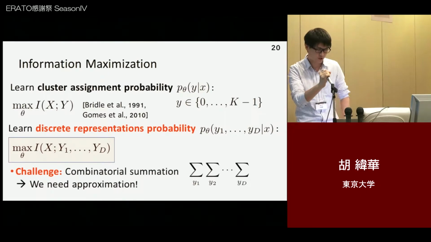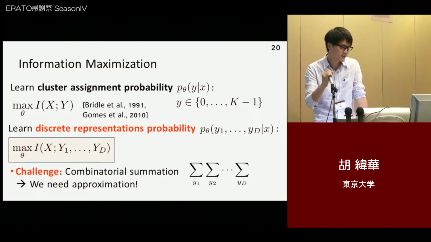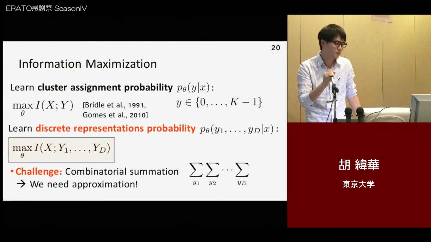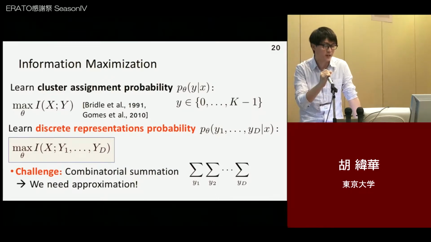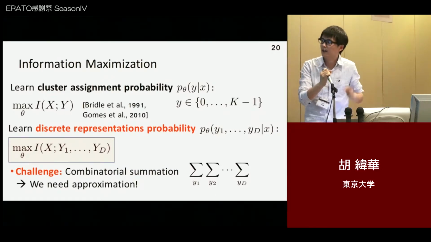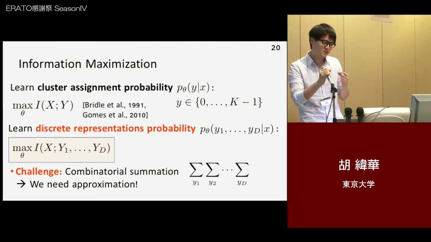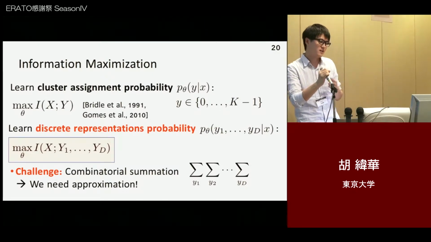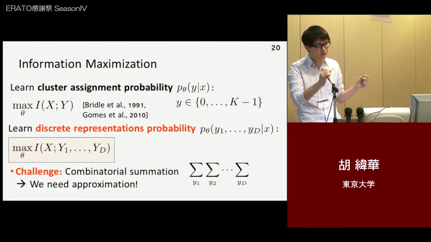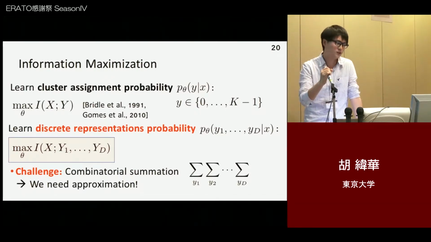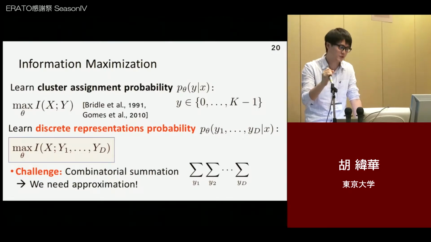However, there's a challenge to maximize this. It's that when we calculate this mutual information, it involves combinatorial summations like this. And this is prohibitive. The computation is exponential in D, and when D is large, for example, 32 or 64, this computation is intractable in practice. So we need to approximate this mutual information.